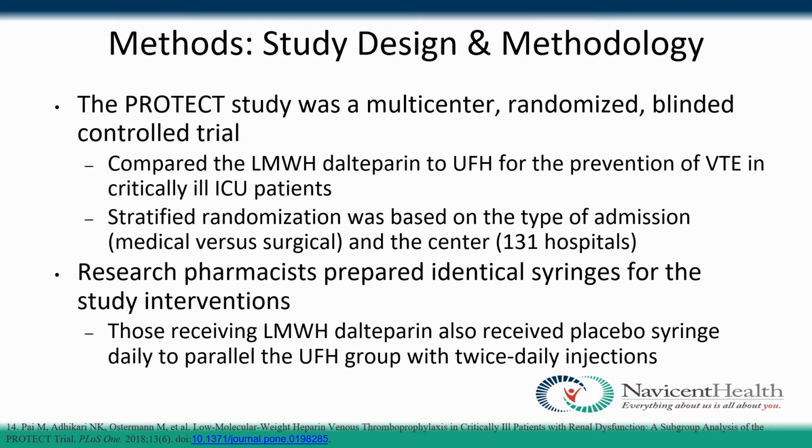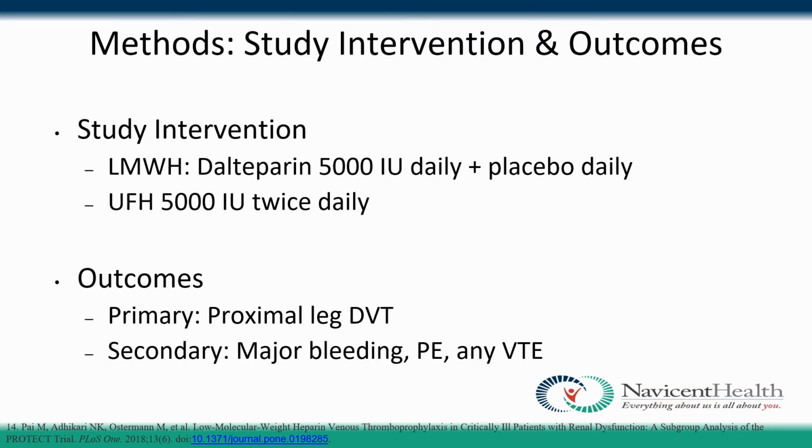Research pharmacists prepared the study interventions, which were in identical syringes, and those that received the low molecular weight heparin dalteparin also received a placebo syringe daily to parallel the unfractionated heparin group, which were administered twice daily. Continuing with the methods, study interventions included low molecular weight heparin. This includes dalteparin 5,000 IU daily with placebo daily, and unfractionated heparin 5,000 units twice daily.